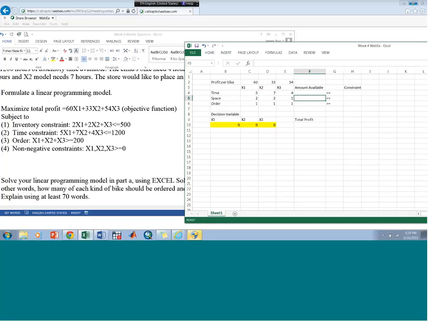And yellow cells are decision variables as usual. And we want to find the optimal units of X1, X2, and X3 bikes that maximize this total profit, right? So the amount available should be the SUMPRODUCT of the time slopes, comma, and the decision variables.